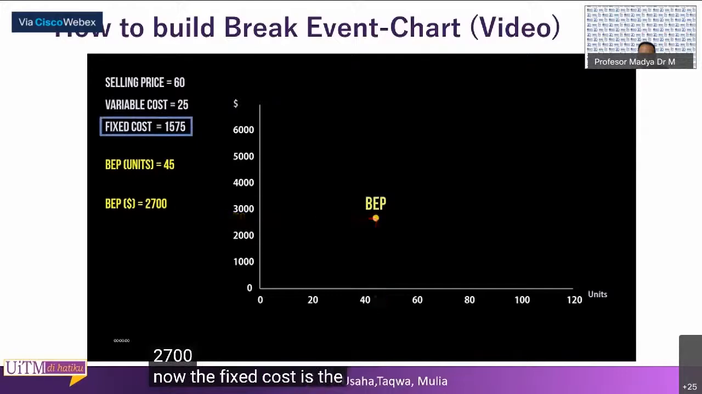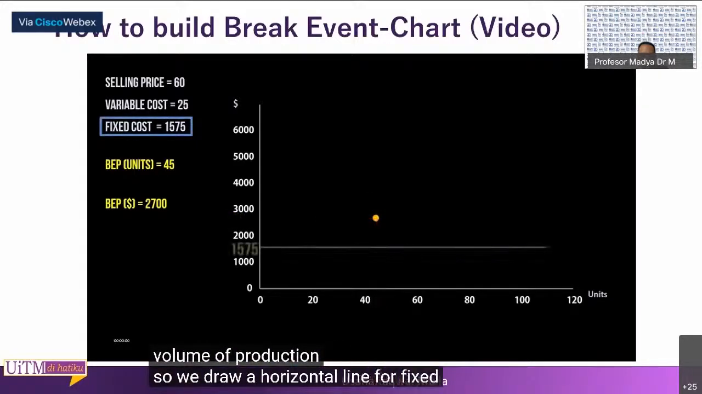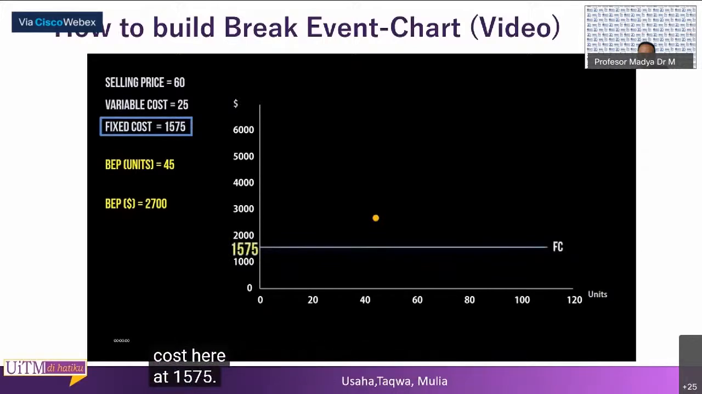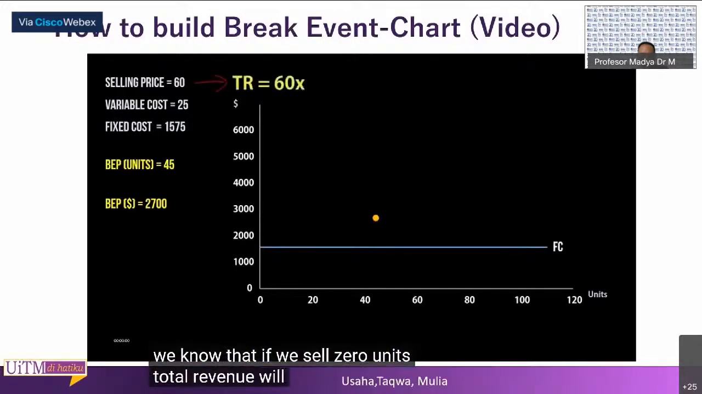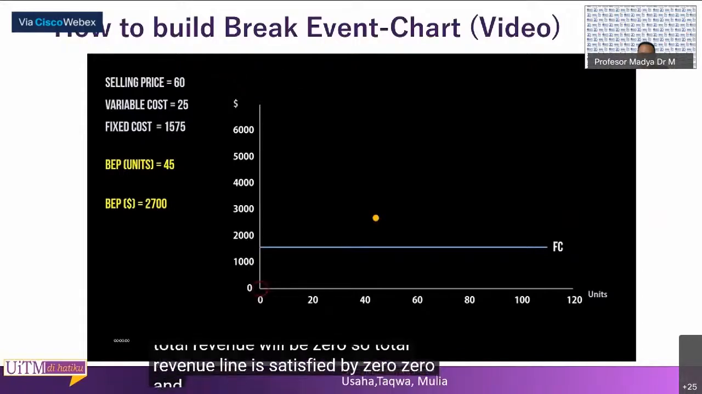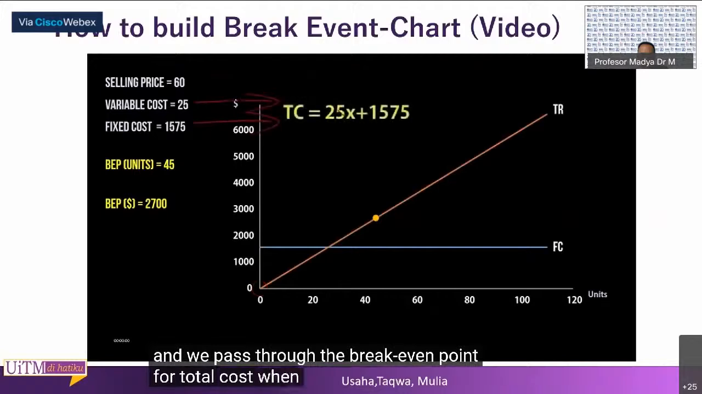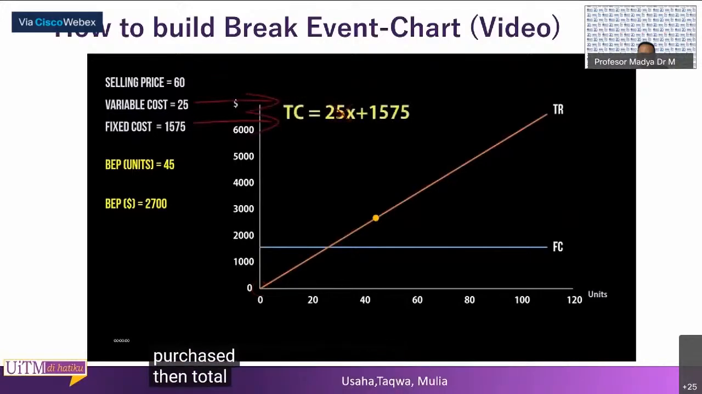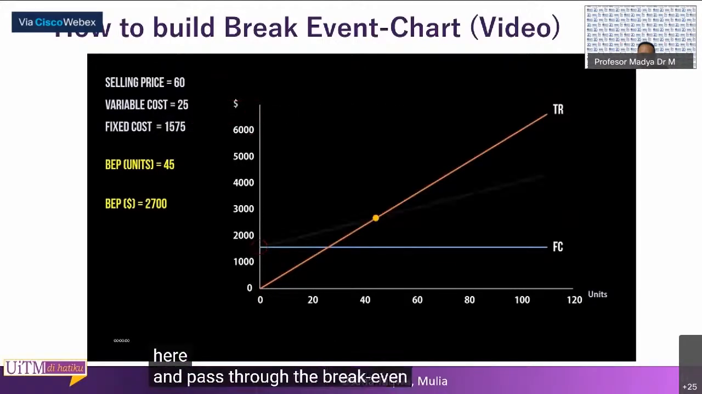Now the fixed cost is the same for any volume of production, so we draw a horizontal line for fixed cost here at 1575. For the total revenue function, we know that if we sell 0 units, total revenue will be 0. So the total revenue line starts at 0, 0, and passes through the break-even point. For total cost, when 0 units are purchased, total cost equals fixed cost. So the total cost line will start at fixed cost here and pass through the break-even point.